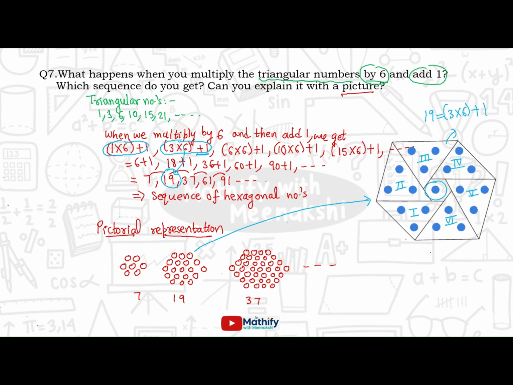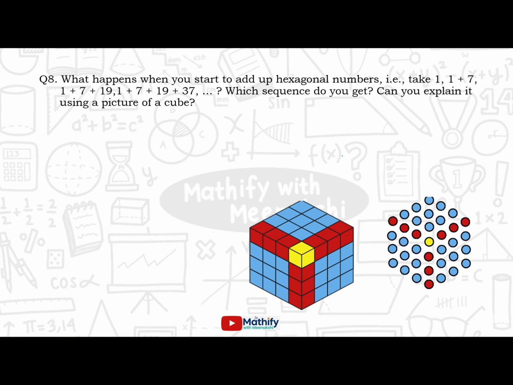Similarly, we can do for all. So let's move to question number 8. What happens when you start to add up? Just see the word carefully. Just add up, not down.